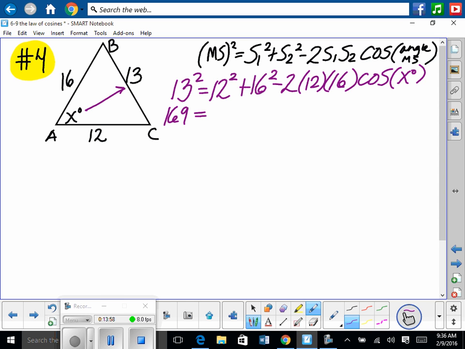Wait. Okay, let's actually just see, isn't this addition? Right here? Isn't this addition? Let's type that into our calculator. What do we get? 12 squared plus 16 squared. 400. Yep, so we have 400 minus, let's multiply those together. So you have 2 times 12 times 16.